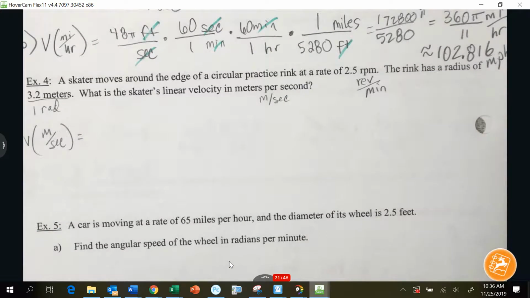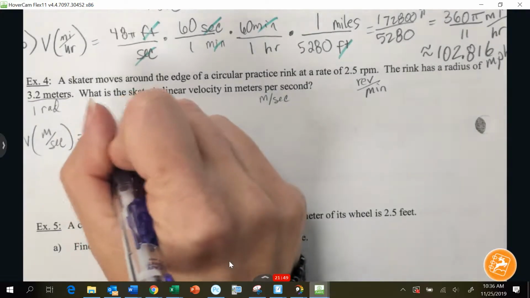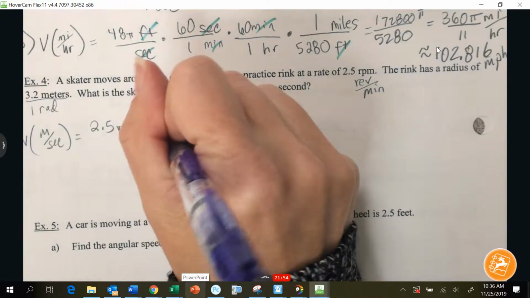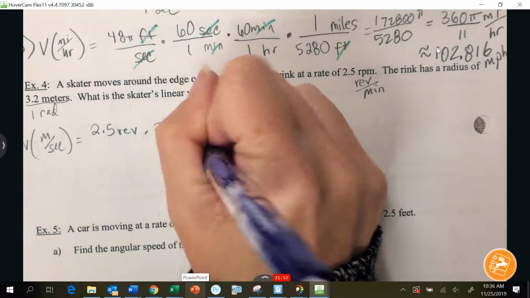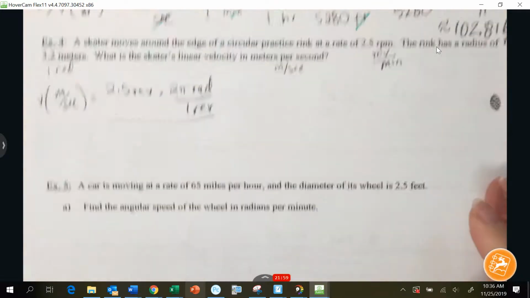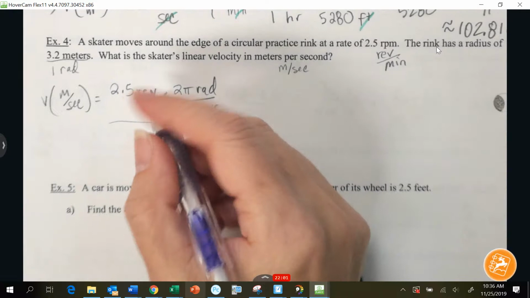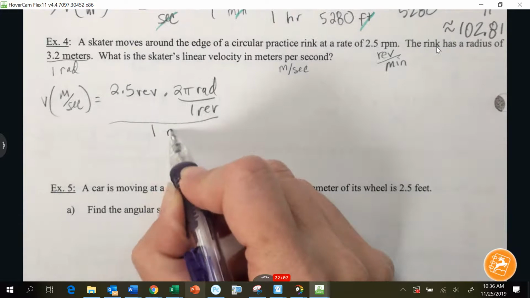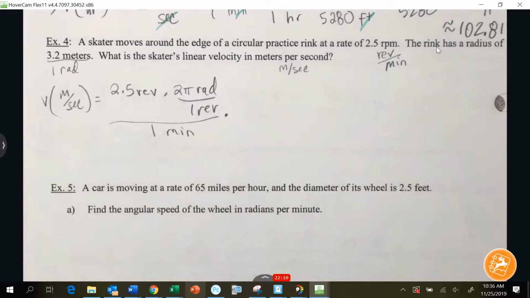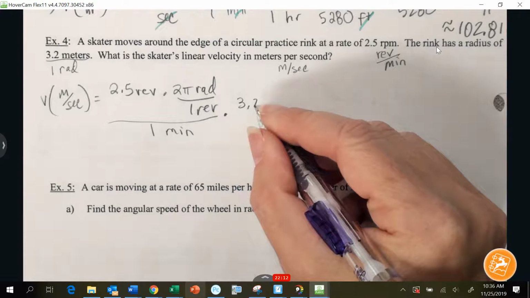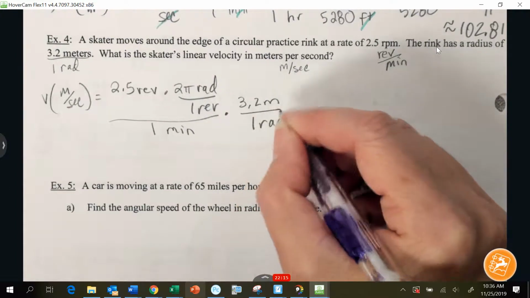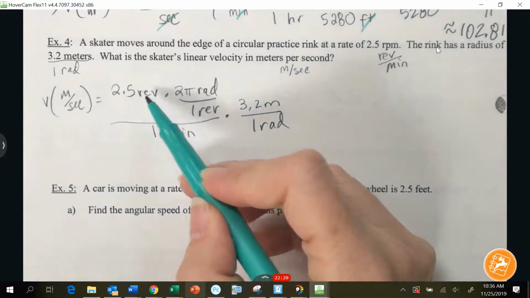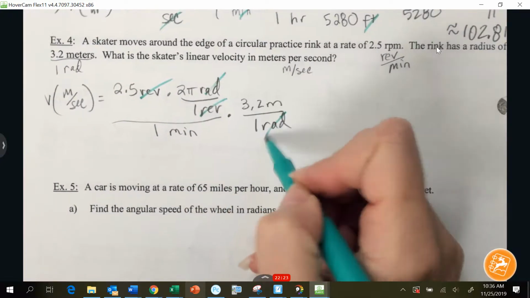So linear velocity, how many revolutions? 2.5 rev times 2 pi radian over 1 rev. We're going to divide that by time, which is minute. We're going to multiply that by radius, which is 3.2 meters per 1 radius. Let's go. And we look for everything canceling. The revs cancel. The radians cancel. I get meters per minute.